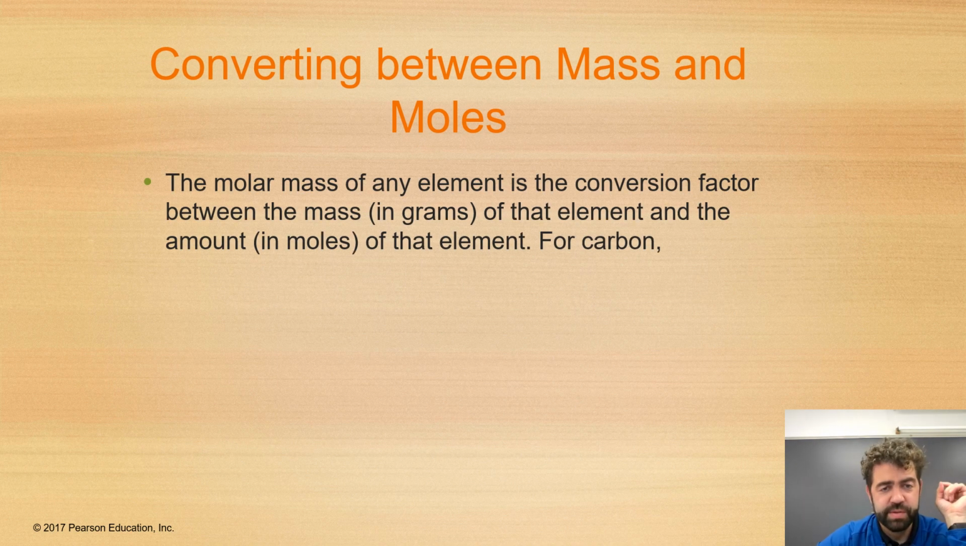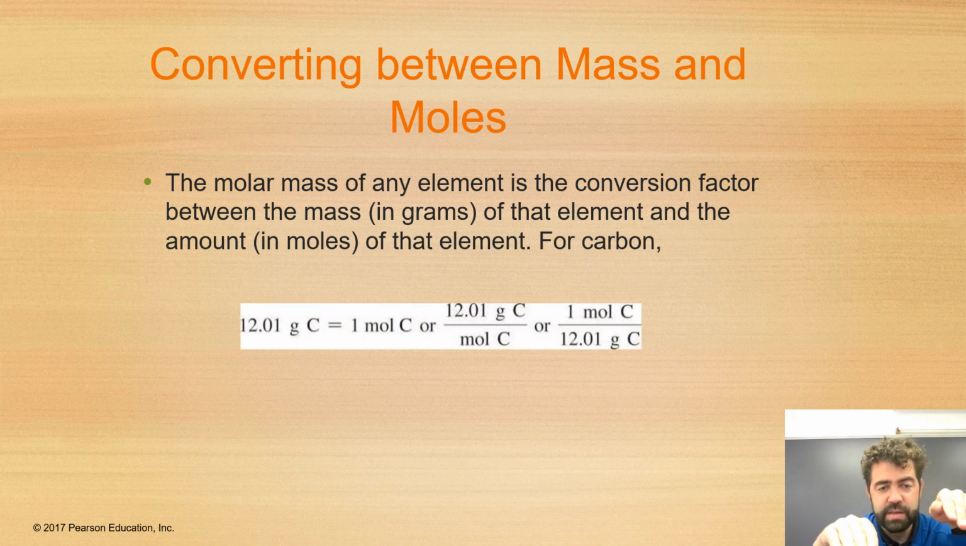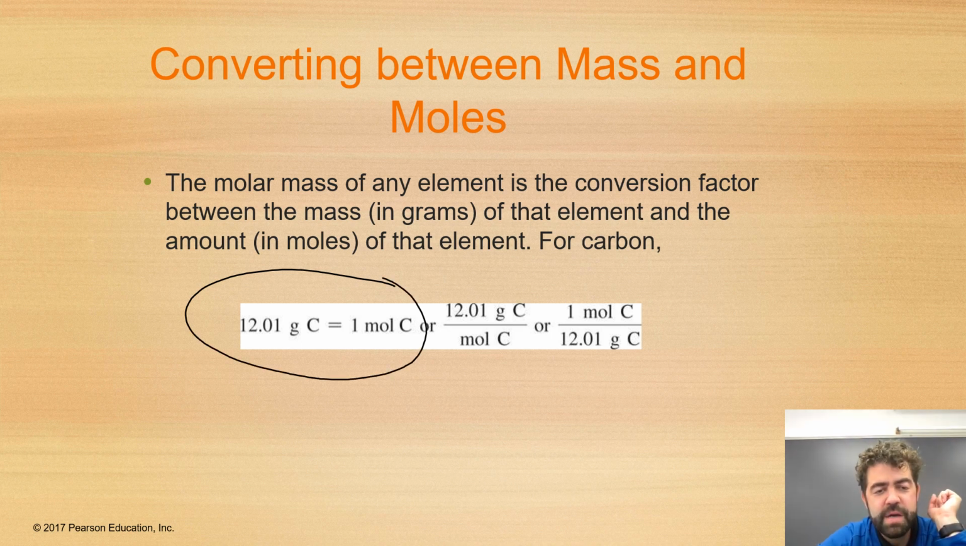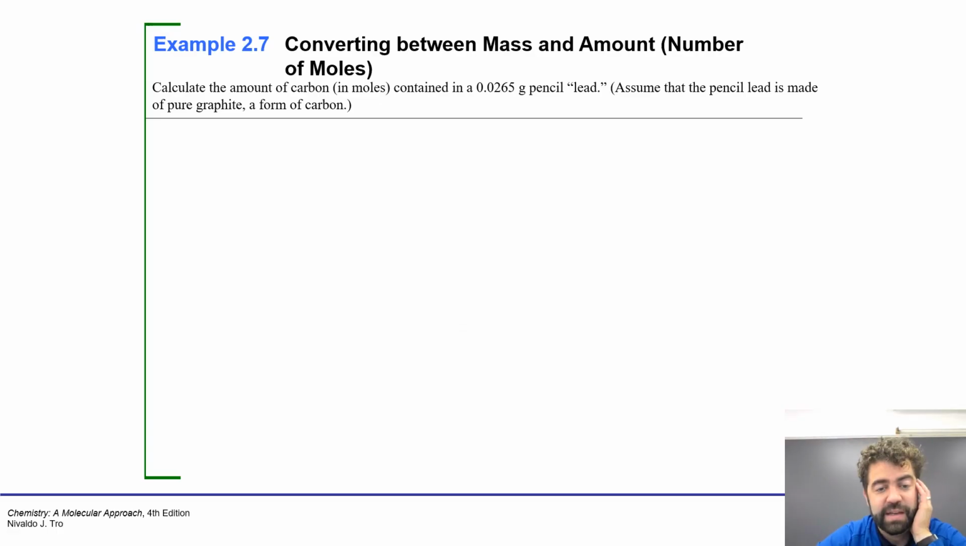Converting between mass and moles, we're just going to say, okay, if we know the molar mass of any element, it is a conversion factor between grams and moles. For carbon, then, we can just use these conversion factors. Again, this is like saying 1,000 milliliters equal a liter. It's the same thing, and that's why we spent so much time going over that, so that now we have these nice conversion factors. There's one way, flip it the other way. Now we can use it to get things done.